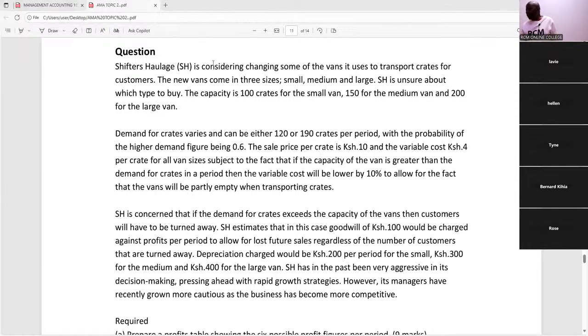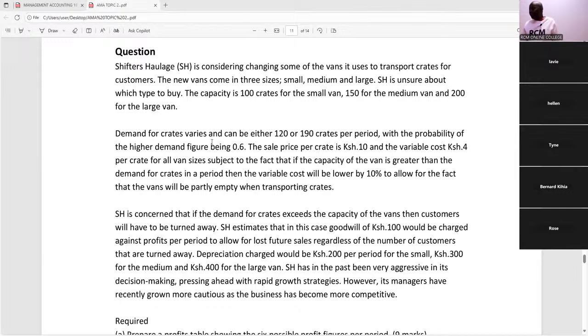Shifters Haulage is considering changing some of the vans it uses to transport crates for customers. The new vans come in 3 sizes: small, medium, and large. Shifters Haulage is unsure about which type to buy. The capacity is 100 crates for the small van, 150 for the medium van, and 200 for the large van.